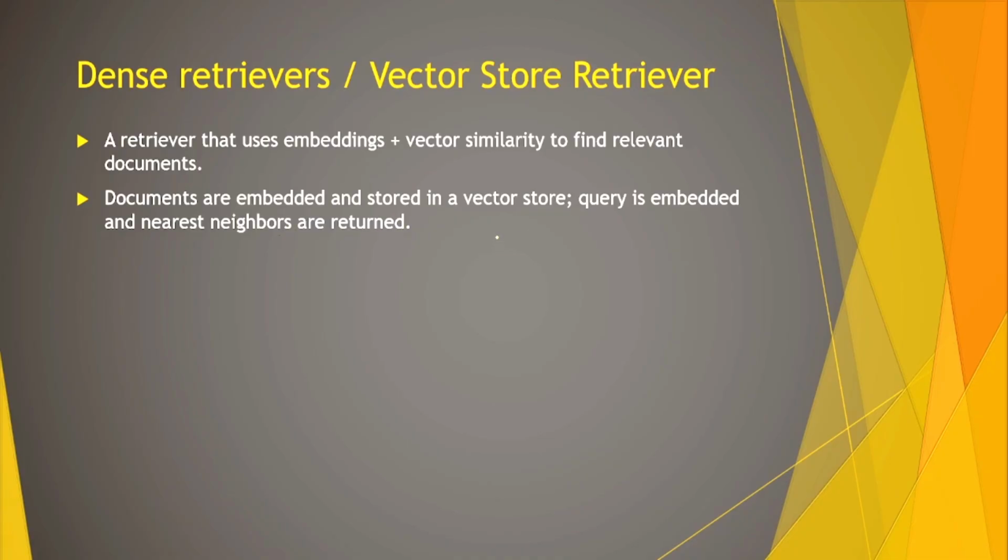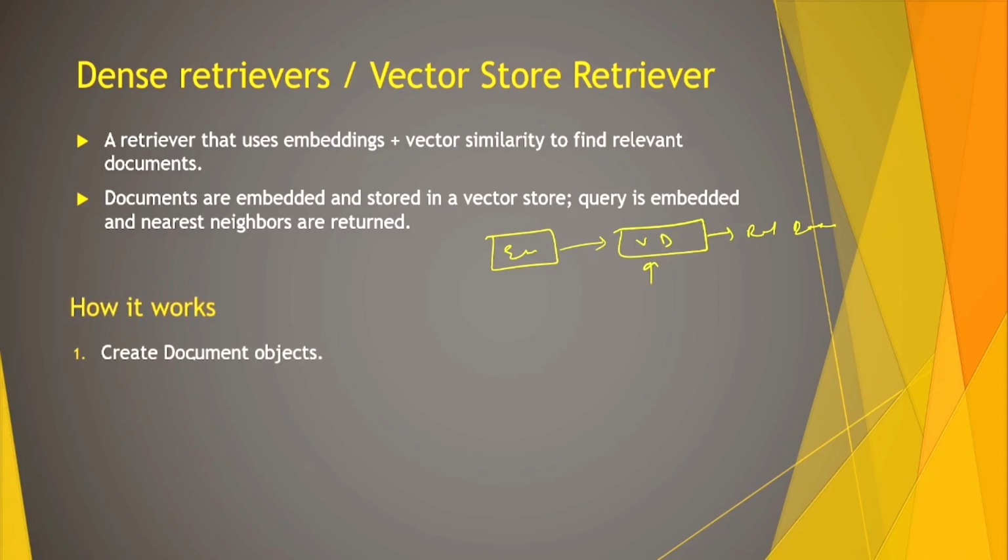So we have already shown you, first our document gets embedded and then stored in the vector database. And once we get the query, then we try to find the relevant document. So this is a vector store.